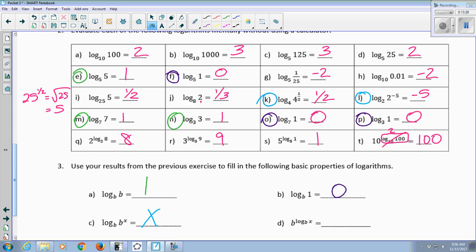And then b to the log base b of x, that's the last row here, and it always comes out to x. Because exponents and logs are inverse functions, so you get the round trip. B to the log base b of x, the x comes out.